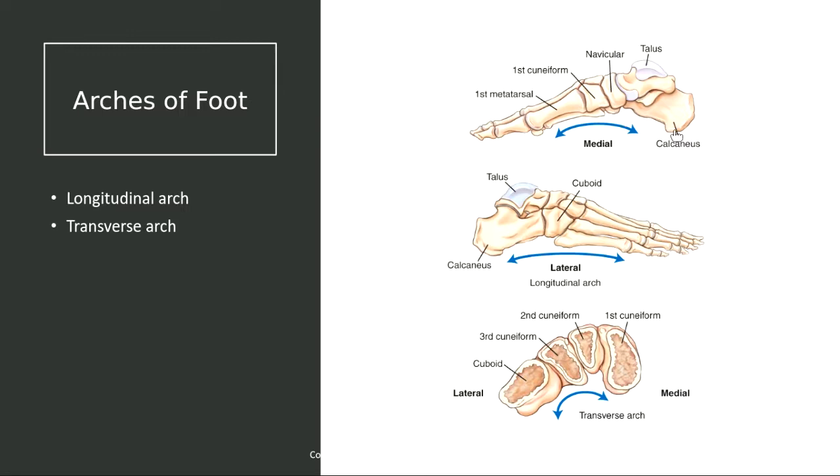Okay, and then we also have the transverse arch. And the transverse arch is primarily located along the plantar surface of the tarsals and the tarsal metatarsal joints. And it's made up of the wedge-shaped cuneiforms. Remember, we have first, second, and third cuneiform. Okay, so transverse arch, again, medial, lateral. Remember, cuboid sits lateral. First cuneiform sits medial.